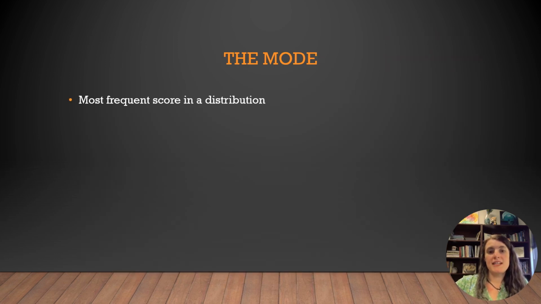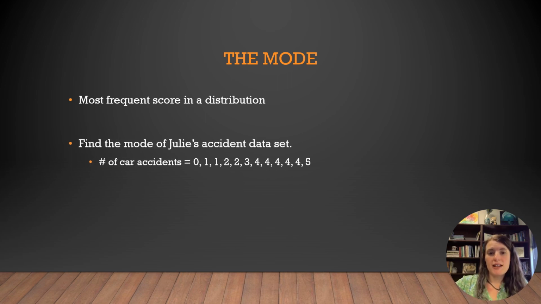The final central tendency statistic that I want to show you is the mode. This is the most frequent score in a distribution. Like the median, it isn't calculated, it's just identified. And luckily for us, identification is super simple. All we have to do is look for the number or value that appears most often in the data set, and that's our mode. So let's look back at the example of Julie's car accidents again.